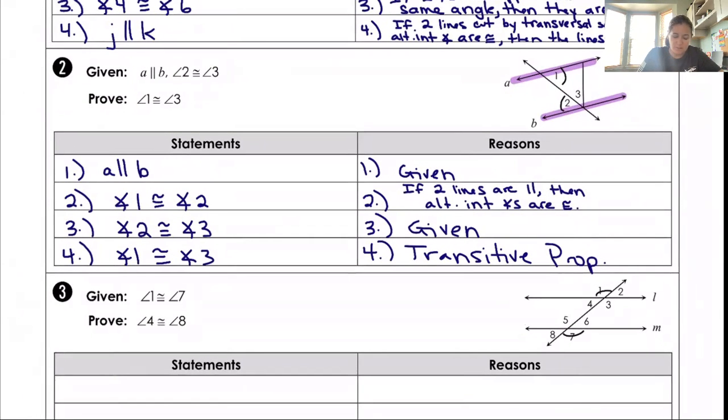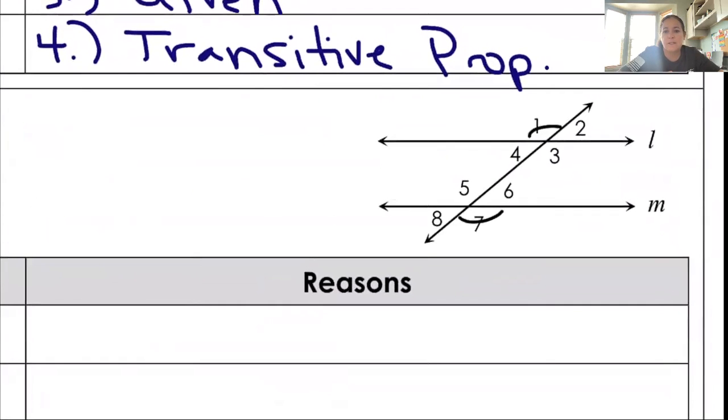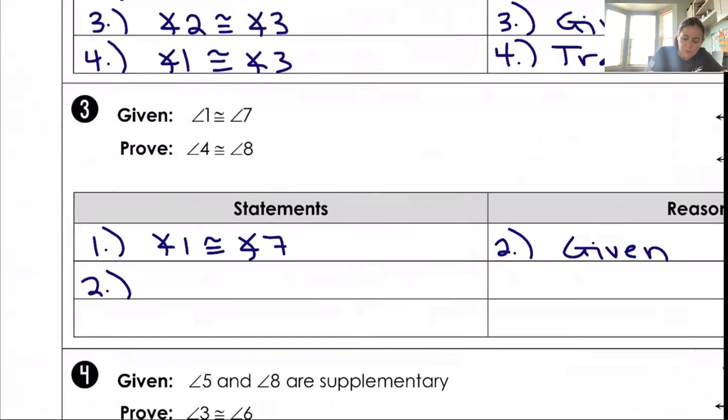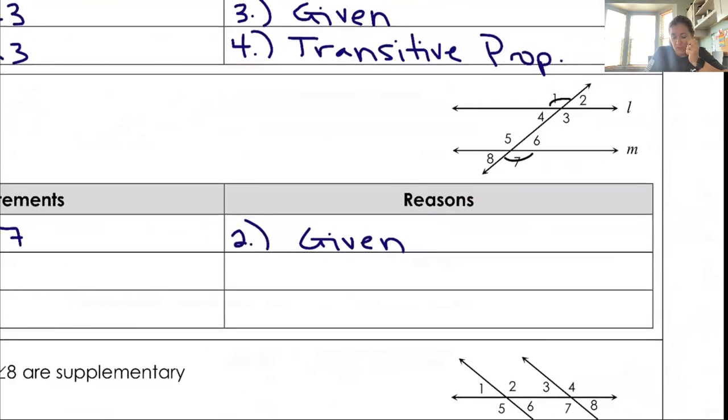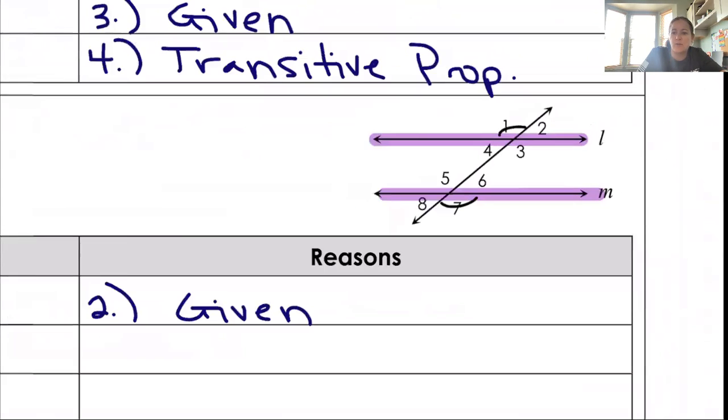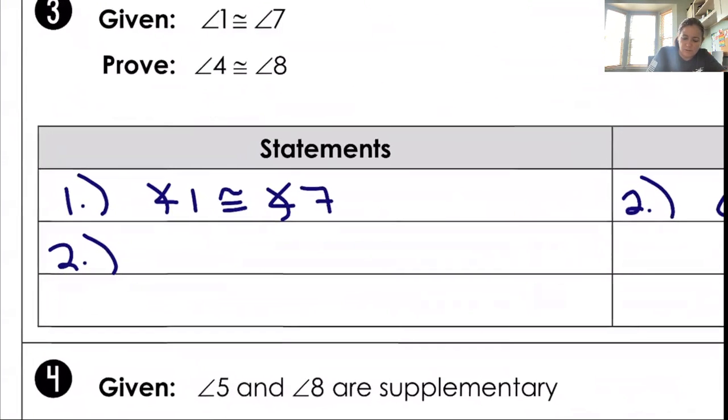Now, looks like I still have my markings in number 3. So we know that 1 is congruent to 7. So let's go ahead and start that. So for this one, if we have congruent angles and these are alternate exterior angles, and if they're congruent, then we know these lines are parallel. So my next step would be to say that line L is parallel to M.